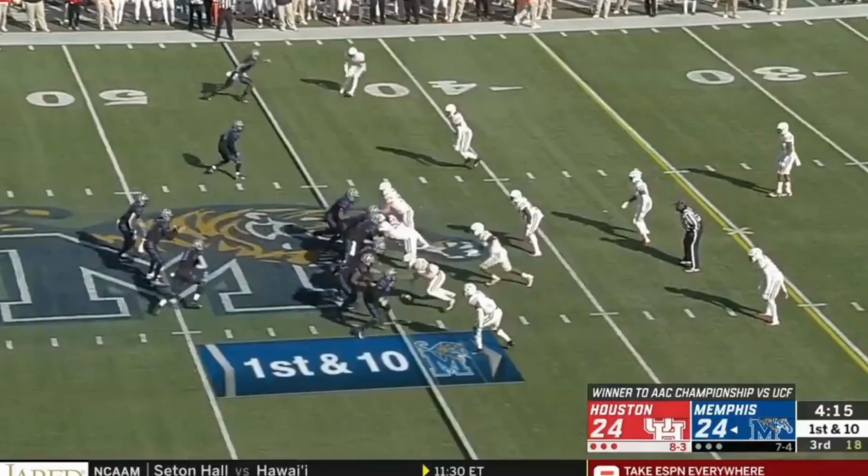So instead he runs what's called split action. Here the front side back will block the backside end, which creates a new gap. The linebackers are caught flowing with the line, which leaves this gap unfilled.